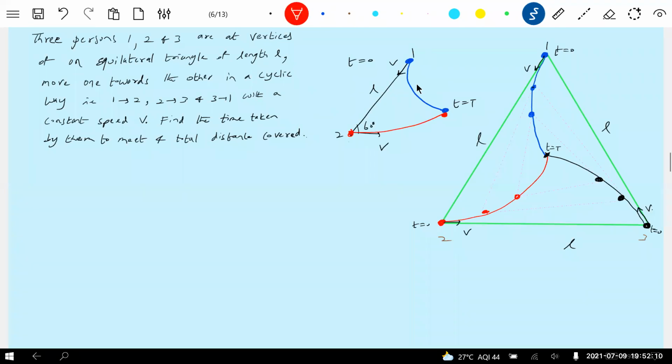Got it? Path of 1, path of 2. So final separation is 0. Initial separation is L. So we'll go for the relative velocity concept. V relative is equal to S relative by time taken.